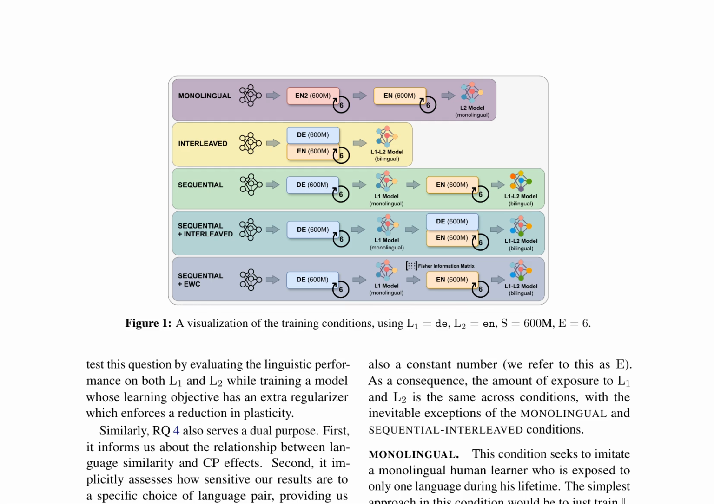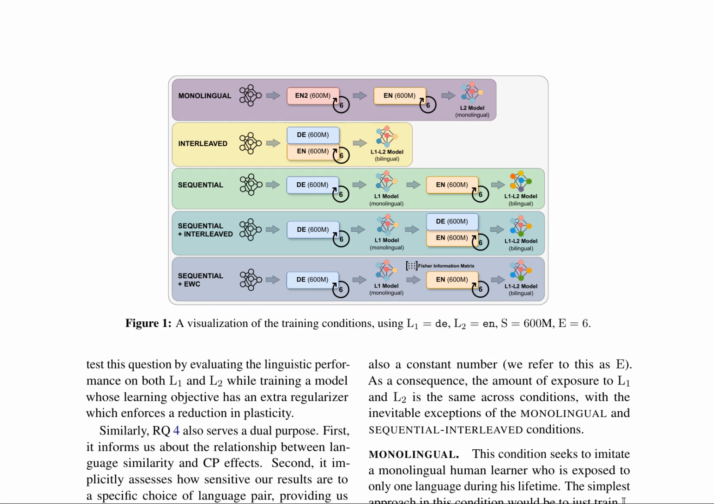The training conditions for language models are examined, focusing on the effects of age of exposure to two languages, L1 and L2, and the level of programmed plasticity. The relationship between language similarity and cross-linguistic plasticity, CP, effects is investigated, as well as the robustness of the experiments to different language pairs. Five distinct scheduling layouts are visualized in Figure 1, including monolingual, interleaved, sequential, sequential-interleaved, and a condition with an additional regularizer, EWC Fisher information matrix.